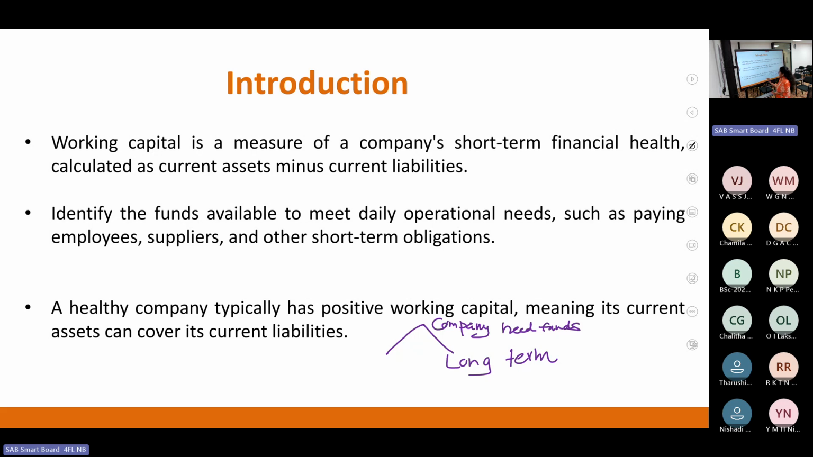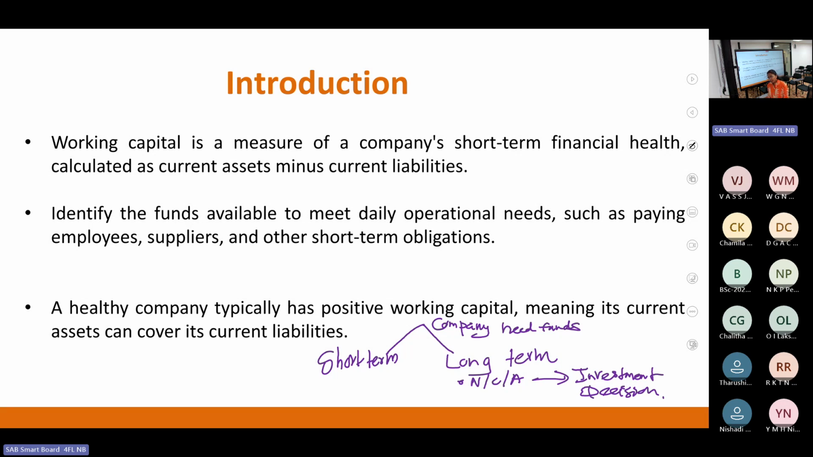The other one, short-term requirements. If it is long-term, we know that means acquiring a long-term asset. That means acquiring non-current assets and all. So then it is dealing with which decision? That is investment decision. Investment decision.